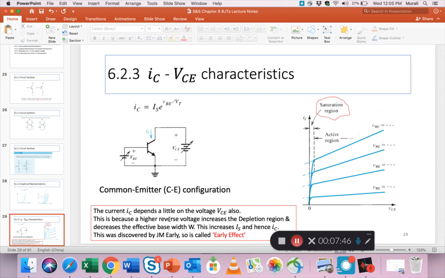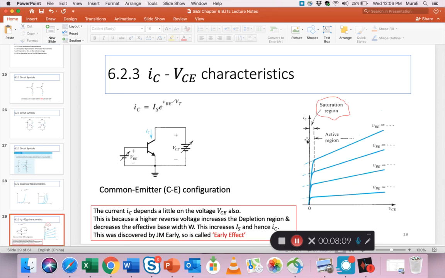This is because a higher reverse voltage increases the depletion region and decreases the effective base width W. This increases IS and hence it increases IC. So increasing VCE increases IS and hence increases IC. This was discovered by J.M. Early, and it's called the Early effect.